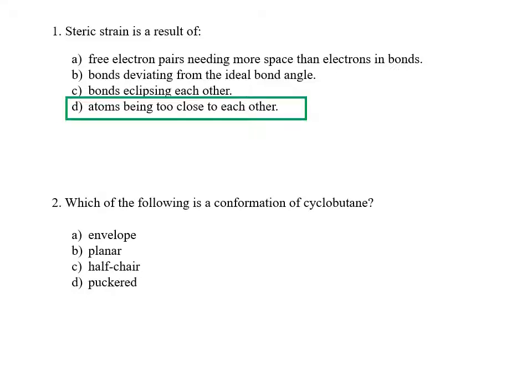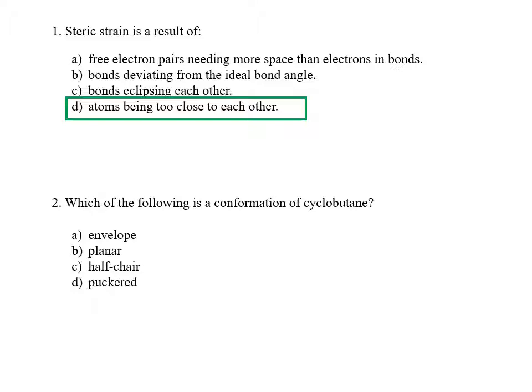Which of the following is a conformation of cyclobutane? Cycloalkanes have conformations that are associated with them, lowest energy conformations and sometimes some higher energy conformations that we can identify. And we name all those conformations with names specific to particular cycloalkane. So A, envelope, that's something that is associated with cyclopentane. Envelope is conformation of cyclopentane.